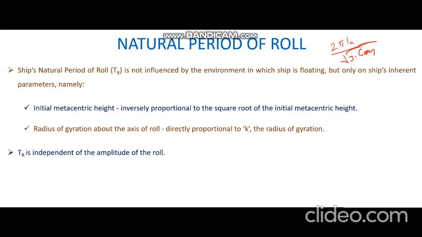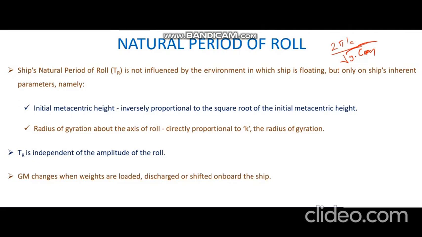Now, TR is independent of the amplitude of the roll. When the ship is rolling, in the first roll, she may go to 7 degrees. In the second roll, she may go to 5 degrees. In the third roll, she may go to 4 degrees. Now, you see the amplitude is reducing. But with the reducing amplitude, the time period of roll does not change. So time period of roll is independent of the amplitude of the roll. So when the ship goes to 30 degrees or 10 degrees, she will take the same period of roll.